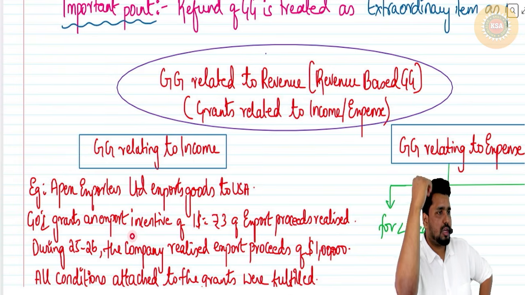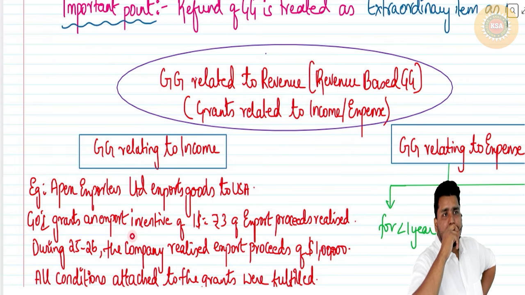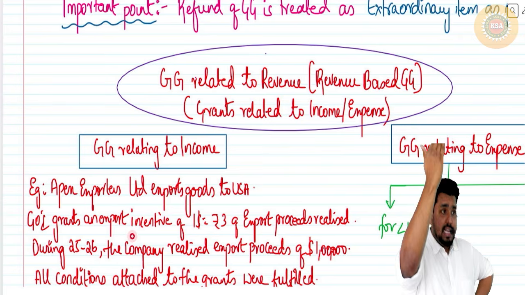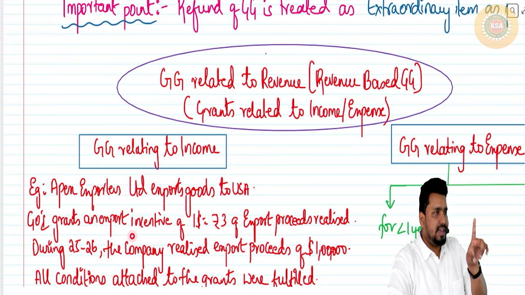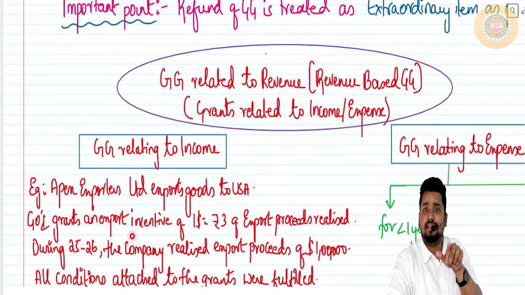Assume you are having an export company. If you export to USA and you are bringing into India, say $1 lakh, for that government will give you export incentive. For every dollar, government will give 2 rupees, 3 rupees, 5 rupees. Correct? That is also government grant only. For generating income, you are getting government grant. So that is called revenue grant.